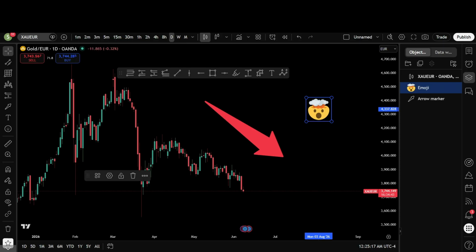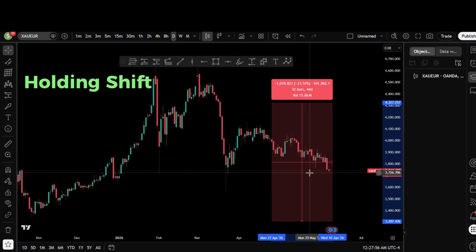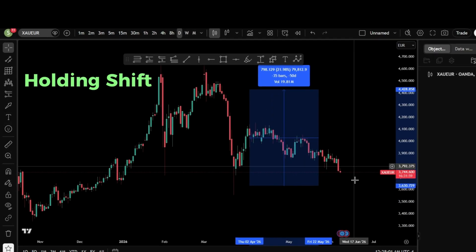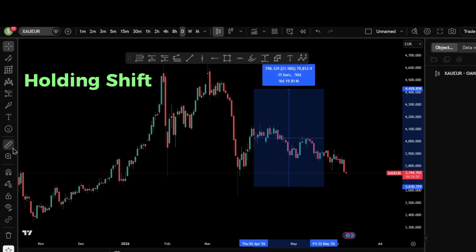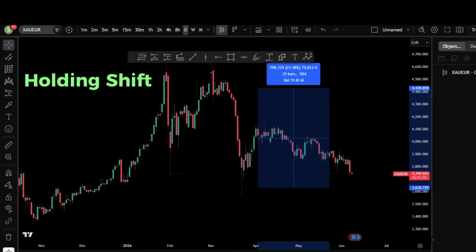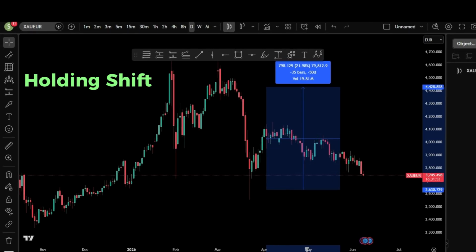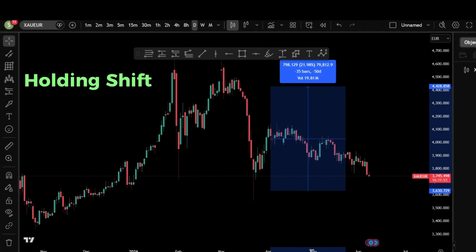This group makes your chart more visual and easier to understand, especially useful when you're teaching, making videos, or studying charts. The Measure tool on TradingView lets you measure the distance between 2 points on the chart. It shows the price movement, number of candles between the points, and percentage change. It's very useful for assessing risk and planning entry and exit points.